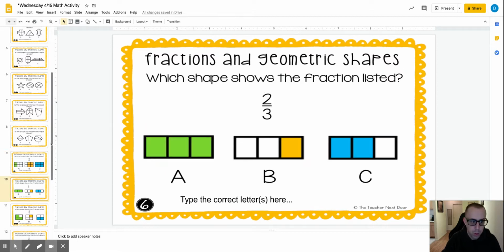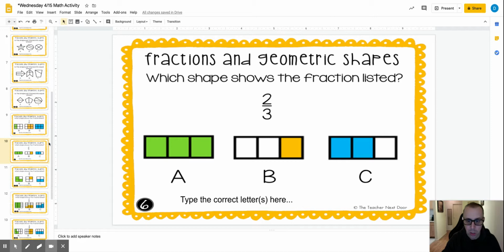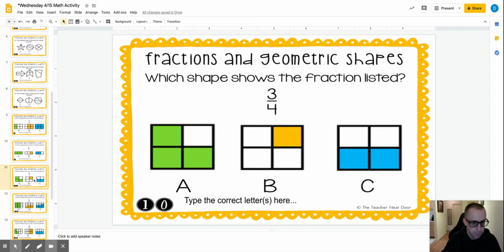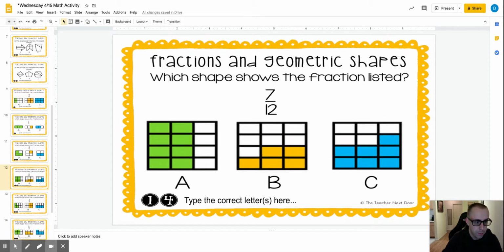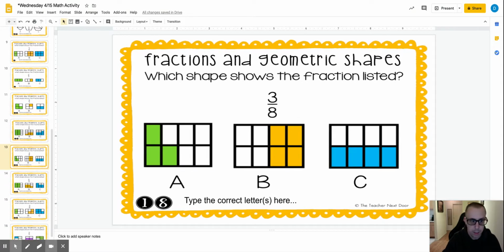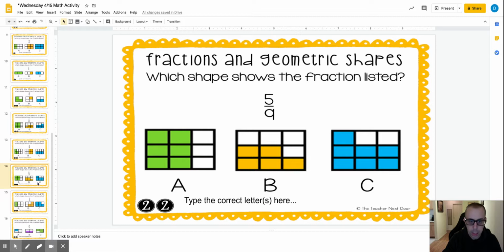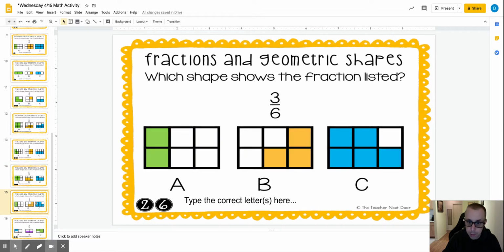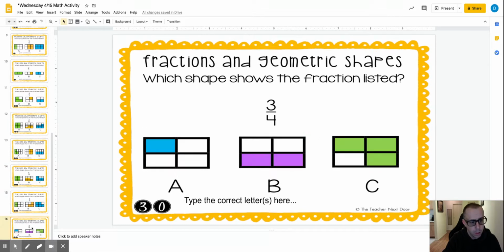This one we're looking for 2/3 shaded. Again, that's 2 out of the 3 shaded. Again, you can see all 3 of these have 3 equal parts. So we're looking for the one that has 2 of them shaded. We're looking for 3 out of the 4 shaded, 7 of the 12 shaded, 3 of the 8 shaded, 5 of the 9 shaded, 3 out of the 6 or 3/6, or 3/4 shaded for the last one.